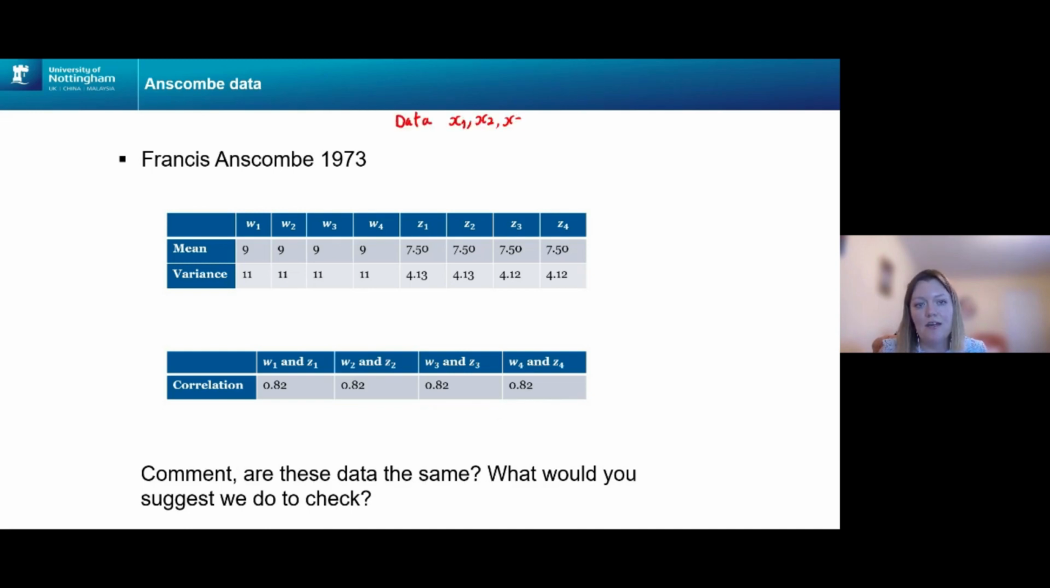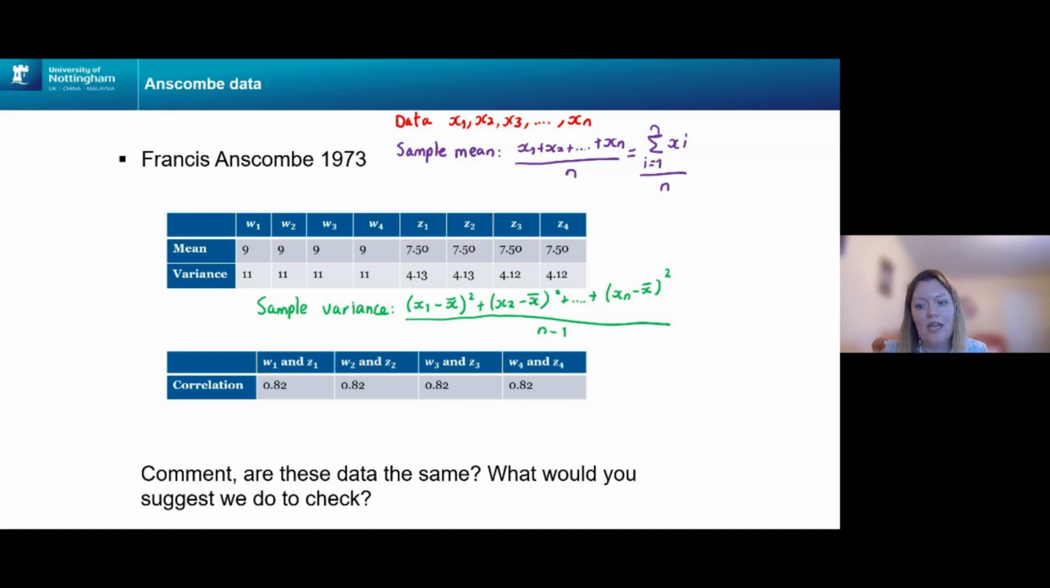Just as a reminder, if we have some data, so n numbers, x1 to xn, then the sample mean means we add the numbers up and divide by how many there are, which we can write in the following notation instead. And the sample variance, we take each number, subtract that sample mean and square it, add that up for each of the numbers in the data set and divide by n minus 1. In our case, n is 11 because there are 11 numbers in W1, so it would be divided by 10.